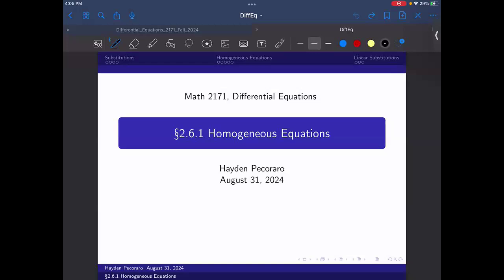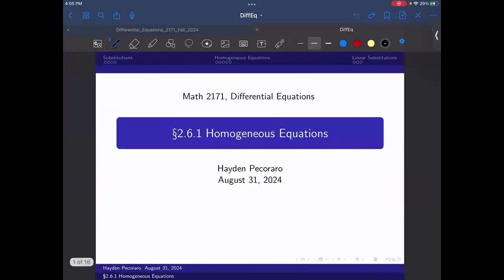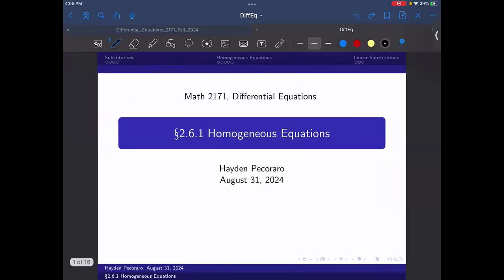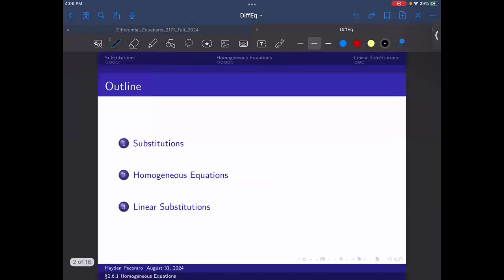All right, so today we're going to talk about homogeneous equations. And basically we're starting our dive into substitution. So this will be today and Thursday we'll talk about this sort of thing. And then we might talk about one final kind of substitution on Tuesday if we don't get to cover all of it. All right, so let's get started. We're going to talk about substitutions and then these two different kinds of equations where they apply.